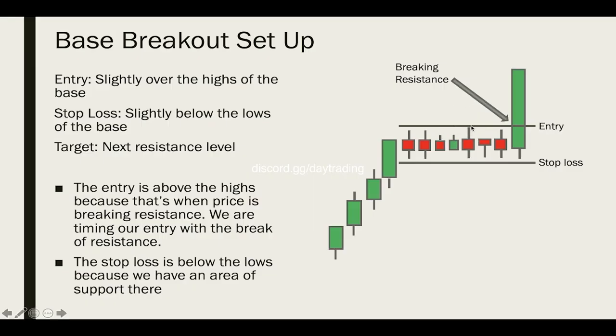So you give the stock or crypto the actual room to truly break out of this resistance, okay? And the reason our entry is above the highs of the base is because that's when price is breaking that resistance, right? We're timing our entry with the break of this resistance, all right? And for our stop loss, we're placing it under the lows of the base because that's where we have an area of support.